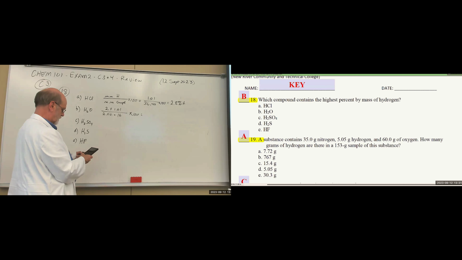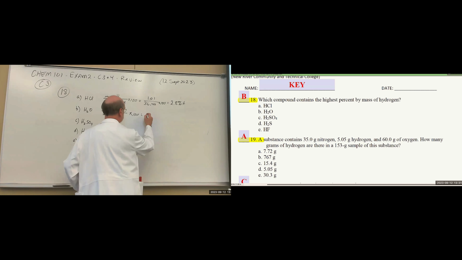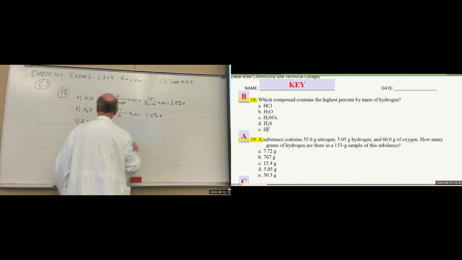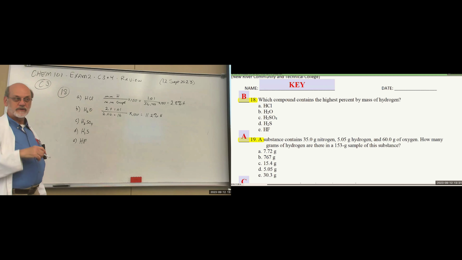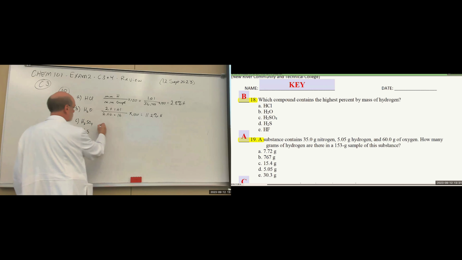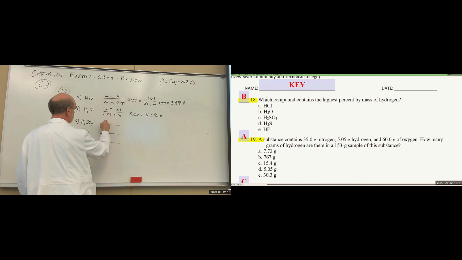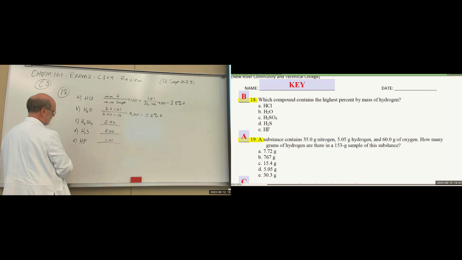I get, let's see, 100 times that. I get 11.2%. Okay. And we just do it the same way each time. So 2 hydrogens here, 2.02, 2 hydrogens here, 2.02, 1 hydrogen, 1.01. And we need the molar mass of each compound.